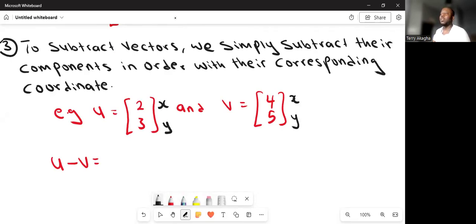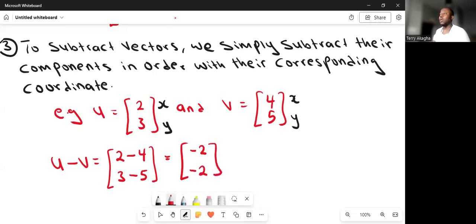Is that okay? So then we're going to subtract the respective components. It's going to be 2 minus 4 and 3 minus 5. This is going to give us minus 2, and 3 minus 5 is also going to give us minus 2. And that will be the answer for that, okay? So those are the 3 steps on how to do it.